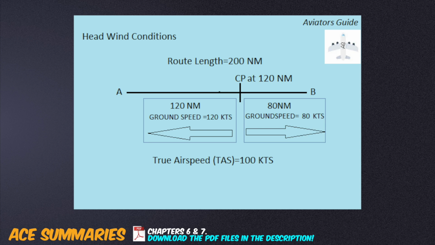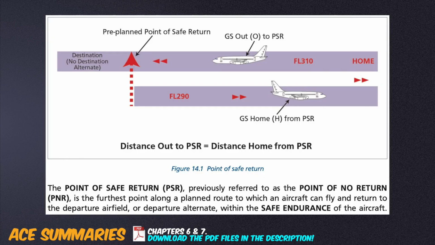Distance to critical point equals the total trip distance times the ground speed home divided by ground speed out plus ground speed home. A headwind moves the critical point closer to the destination aerodrome, as it means the ground speed home would increase due to tailwind. PNR, or point of no return, procedures are generally used when you are committed to landing at your destination, for example, if your destination is a remote island.